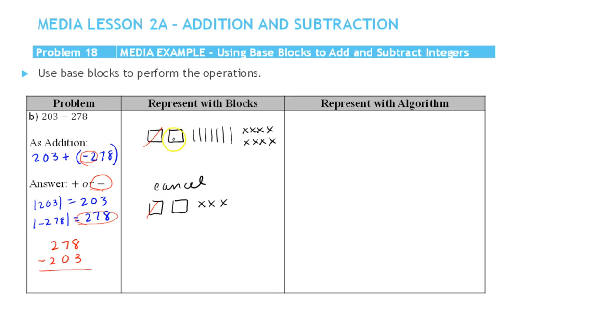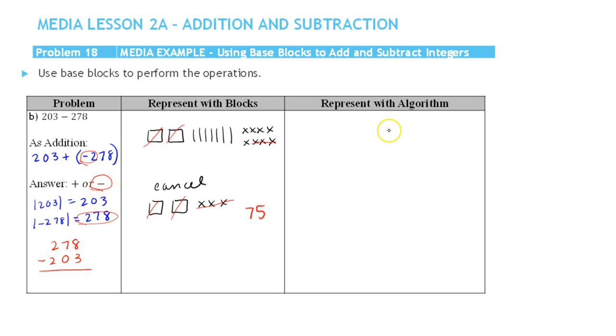Well, these cancel, and 1, 2, 3, these cancel. So our result is the 70, 1, 2, 3, 4, 5. So we found that 278 minus 203 is 75, and then remember our final answer is going to be negative.